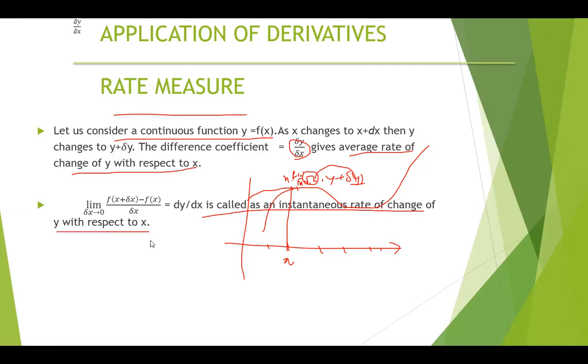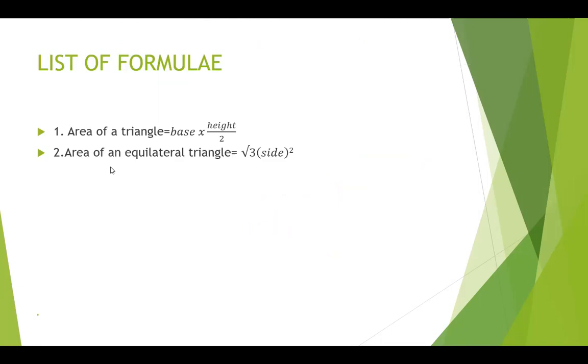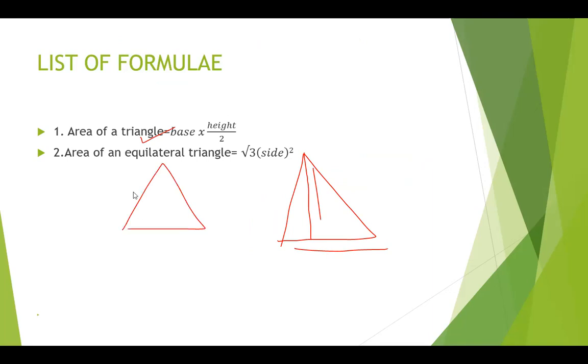Now, let us study some formulae which we come across in this rate measure chapter. Already you know the area of a triangle. Suppose you have any triangle, you draw a perpendicular to any one of the sides. Then this will be the base and this is the height. Half base into height is the area of the triangle. In case it's an equilateral triangle, all the sides are equal, say side x. At that time, the area of an equilateral triangle is root 3 by 4 into side squared.